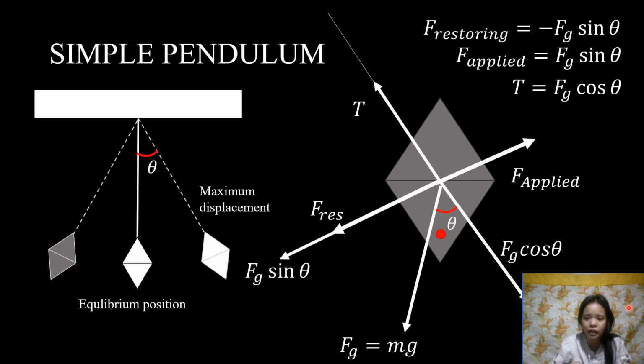We can simply say that tension equals Fg cos theta. This is the applied force, and this is the restoring force. So let's consider this: the applied force is equal to Fg sine theta, and the restoring force is negative Fg sine theta, because the restoring force is the opposite of the applied. So the restoring force becomes negative while the applied force is positive.